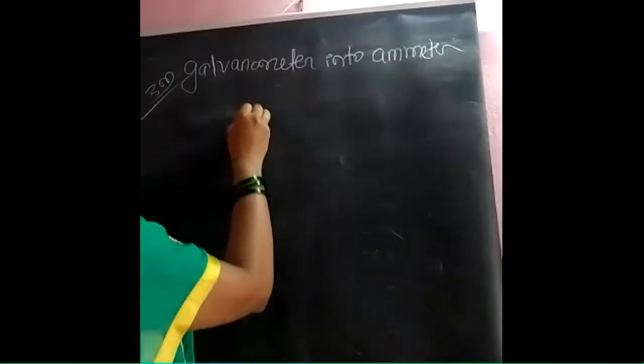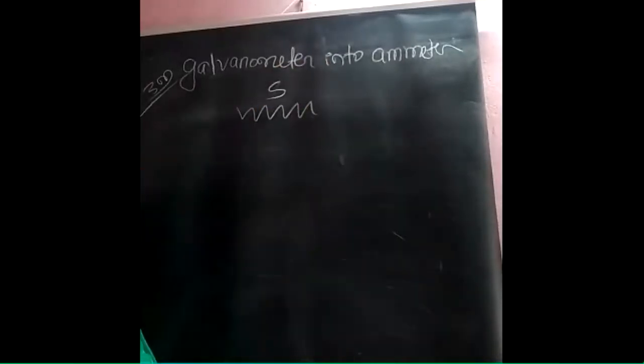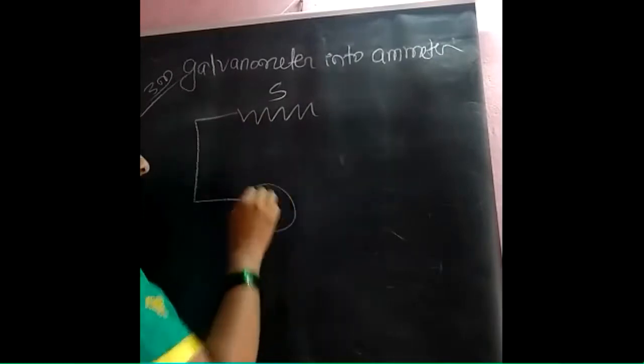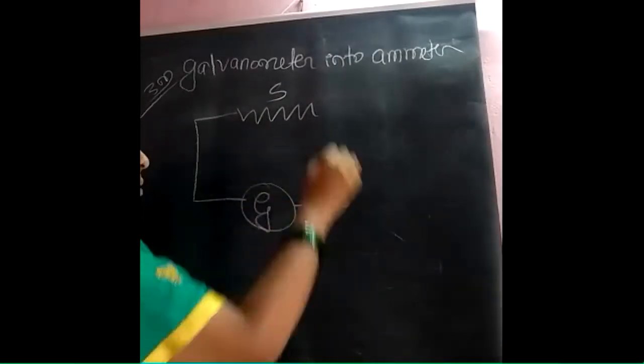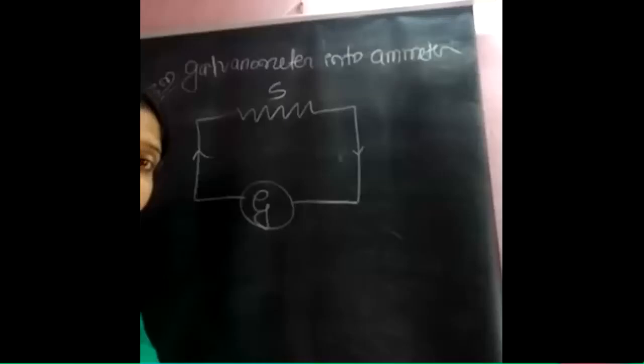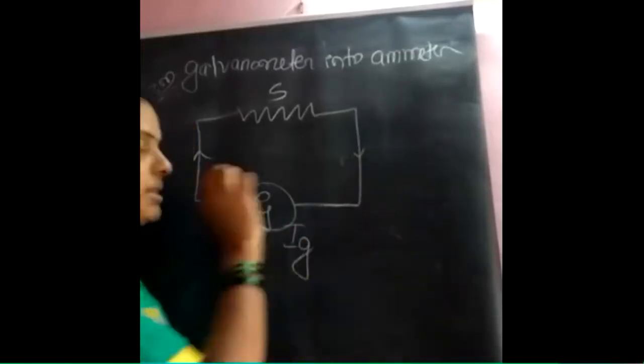What I am saying, I am connecting one low resistance. This low resistance, I'll take it as S. This is connected to the galvanometer. This is your simple circuit. So here I'll show the direction of flow of current. Here I'll show the direction of flow of current. The current passing through the galvanometer, I'll take it as IG.